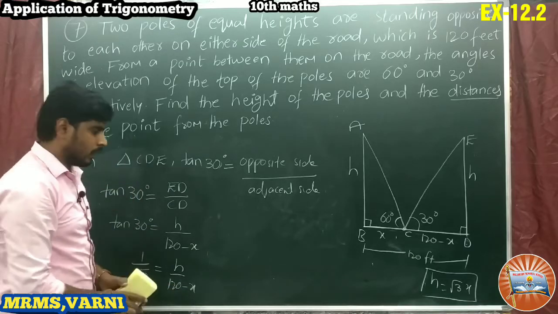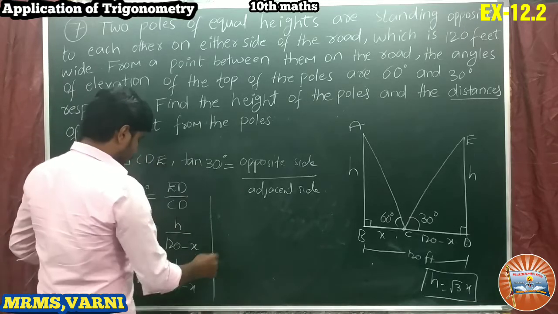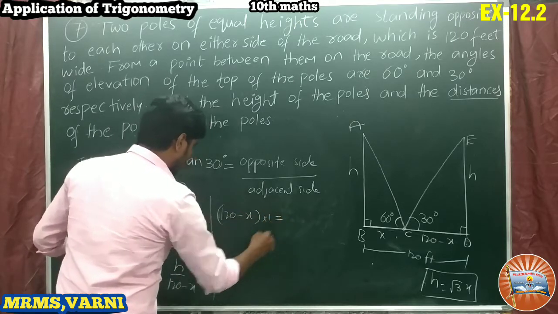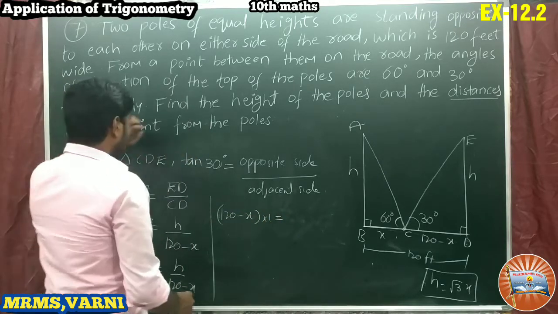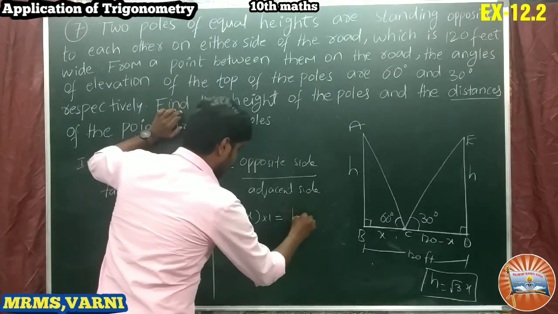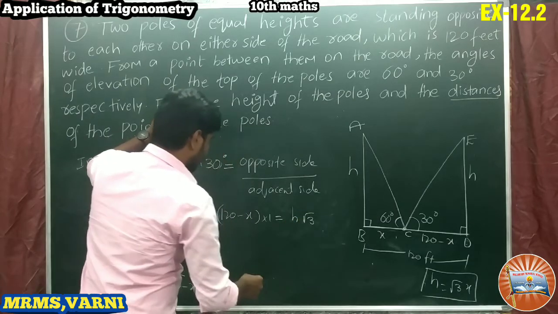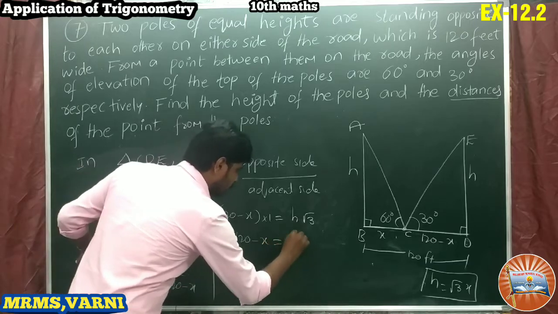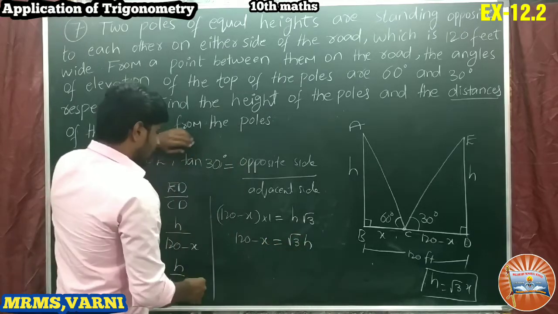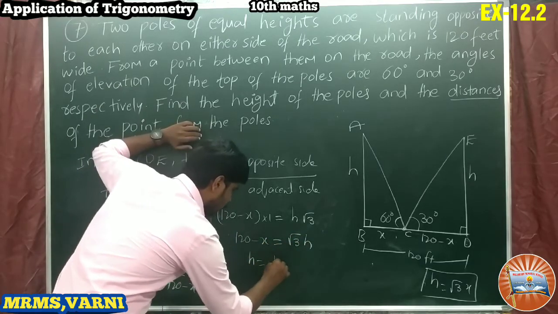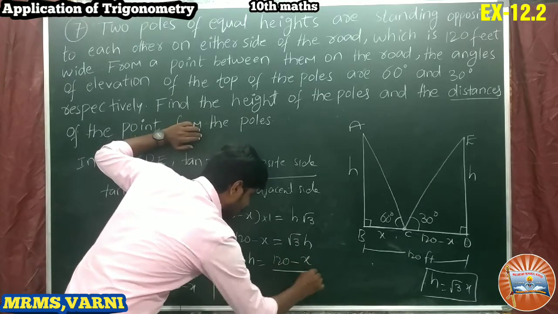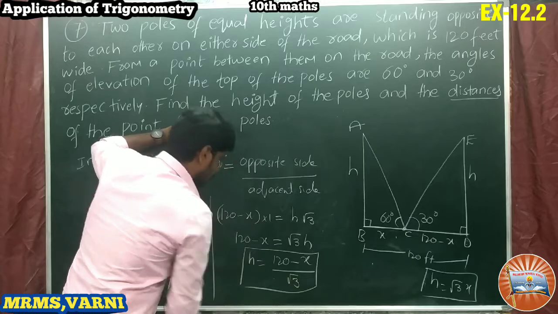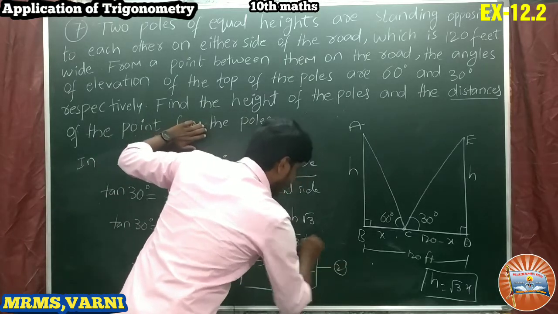Take the cross multiplication here. So 120 minus X into 1 is equal to H root 3. This becomes 120 minus X is equal to root 3 H. H value we get, H is equal to 120 minus X by root 3. This is the H value. Consider this is equation 2.